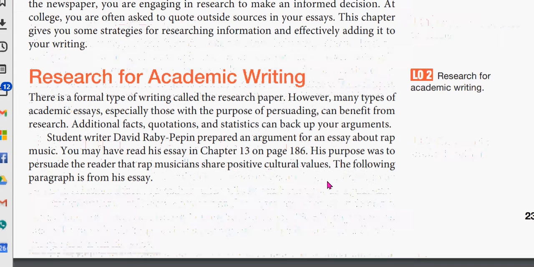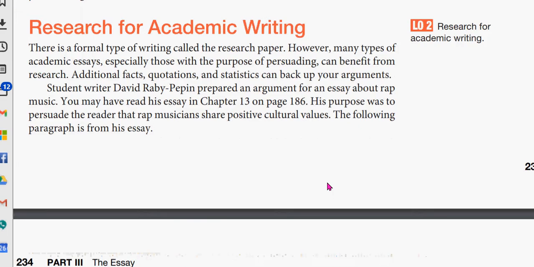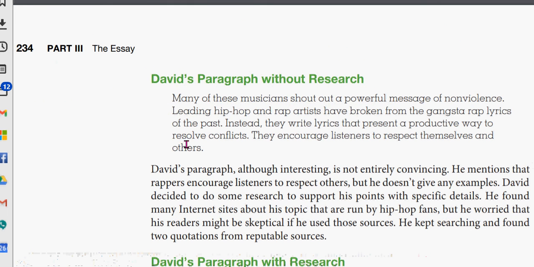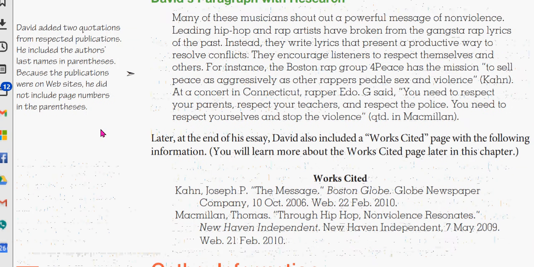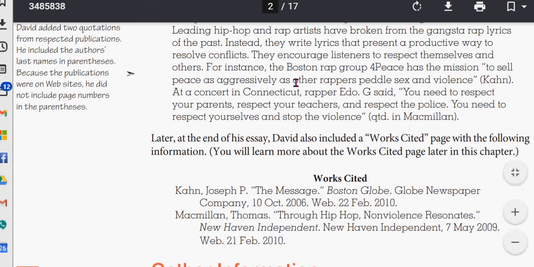So here in the first section, it's going to talk about a paragraph written by David that doesn't have much evidence. He's making claims or statements, but he can't really prove it because he doesn't have details or examples. So in the next section, he has included some. He's mentioned the names of some groups.